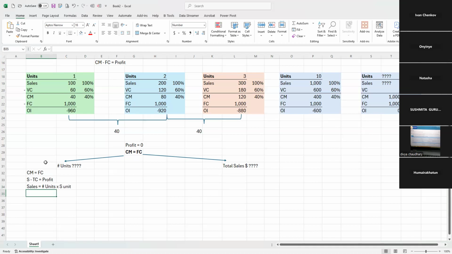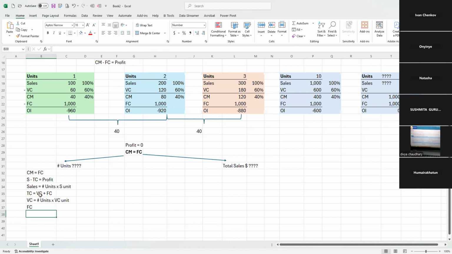Then we have total costs. But we said the total costs, we have variable cost here, and we have fixed cost here. Now, how about the variable cost? Variable cost will be equal to the number of units that we're selling times the variable cost per unit, correct? Yes. Fixed cost is fixed cost. That always stays the same.